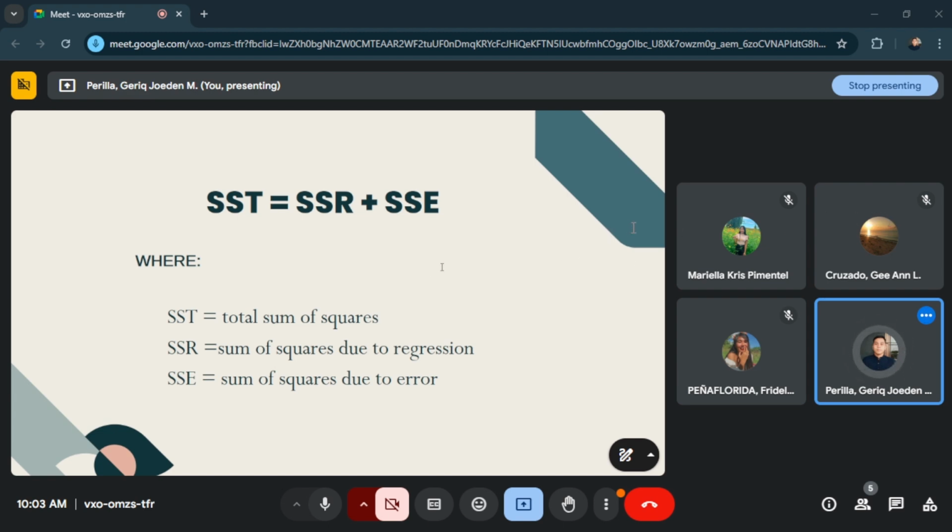Sa example ni Butler Trucking Company, ang kabuoang sum ng SST ay 23.9 at ang 64.41% nito ay nagpapaliwanag ng model, indicating a good fit in the regression equation. So, sa isang scatter plot, makikita ang observed values, predicted values, at ang residual bilang vertical lines. So, these vertical lines represent errors, and the shorter they are, the better the fit of the model.